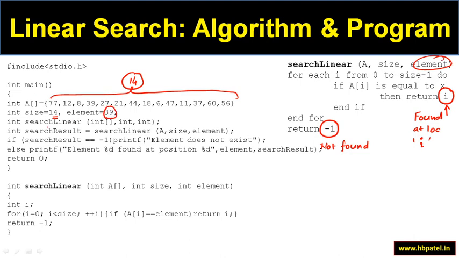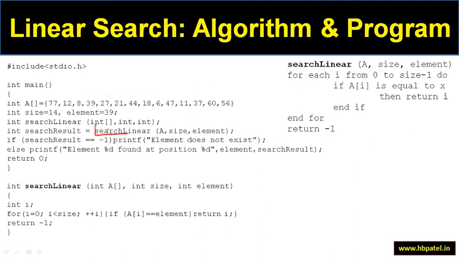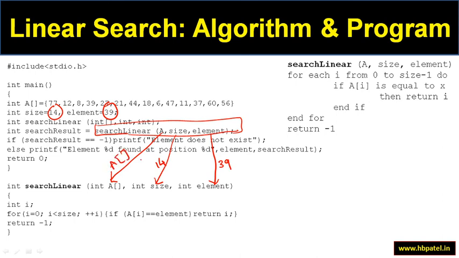So what we'll do? There is a function like search linear, and we are going to pass three things. Search linear, this is just the definition of the function. The first is the array, the second one is the size, and the third one is the element. Now we are going to call this function search linear over here, and we are going to pass three things. The entire array A is passed, the size is passed. What is the size? Size is 14, so 14 is passed, and the element, what you are looking for? We are looking for 39. So the entire array is passed, the size is passed, and 39.